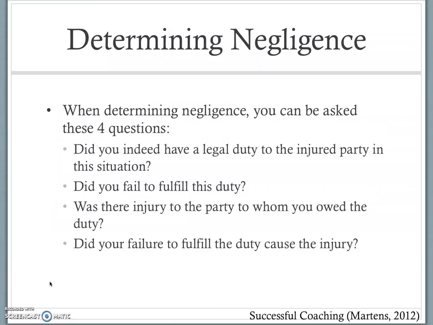When determining negligence, ask yourself these 4 questions. 1. Did you indeed have a legal duty to the injured party in this situation? 2. Did you fail to fulfill this duty? 3. Was there injury to the party to whom you owed the duty? 4. Did your failure to fulfill the duty cause injury?